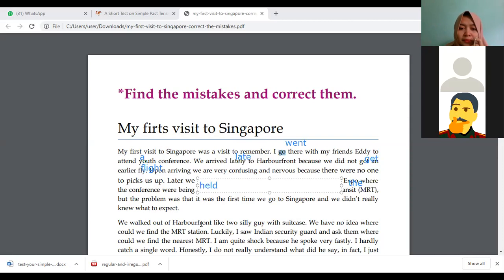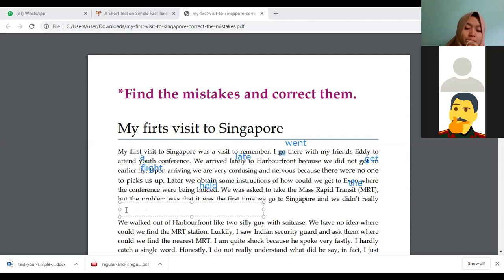Okay, next. We was asked to take the mass rapid transit. But the problem was that it was the first time we go to Singapore, and we didn't really know what to expect. We went to Singapore, and we didn't really knew what to expect. Is that true? We didn't really know. Negative sentence, we do not need to change the verb.